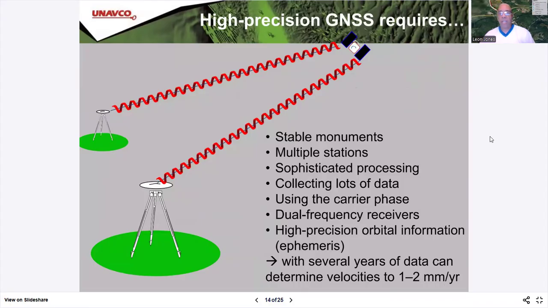Now, high precision GNSS requires stable monuments, multiple stations, sophisticated processing, collection of data, and you need to collect lots of data. It uses the carrier phase, dual frequency receivers, high precision orbital information, ephemeris, and several years of data. It can be determined by using the velocities to 1 to 2 millimeters per year.